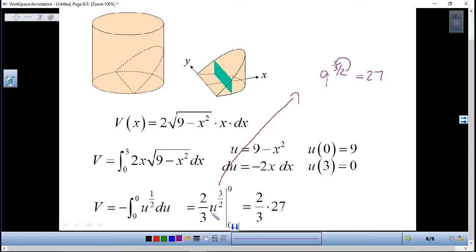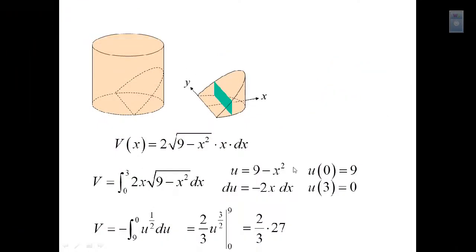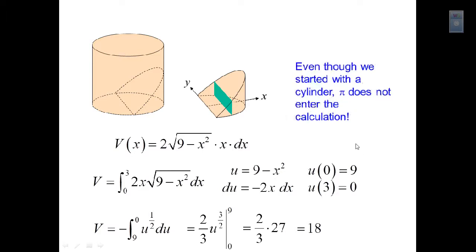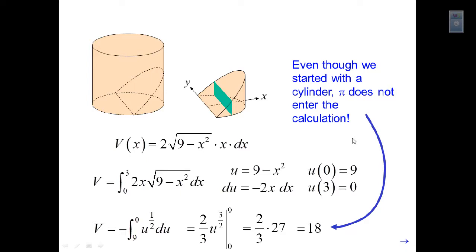Now with the 0, it's easy because 0 to anything is going to be 0. You get 2/3 of 27 minus 2/3 of 0, which is just 2/3 of 27, which is equal to 18. So the area of this thing that actually came from a cylinder is 18, and it doesn't have a pi in it at all. We never even used pi anywhere in here.